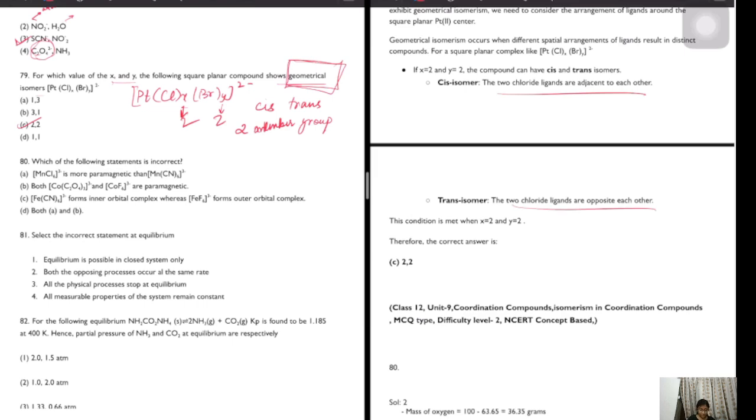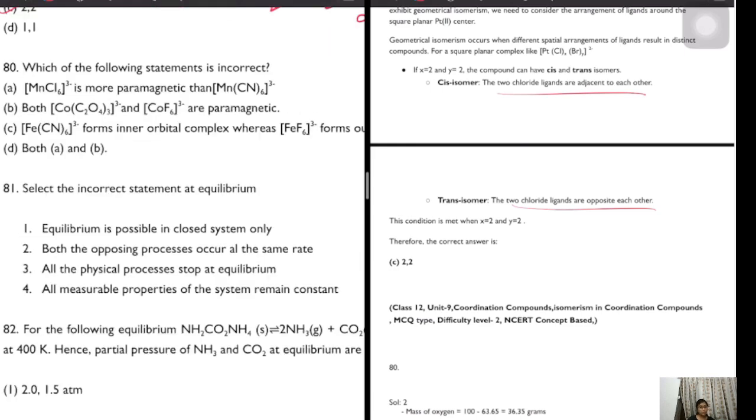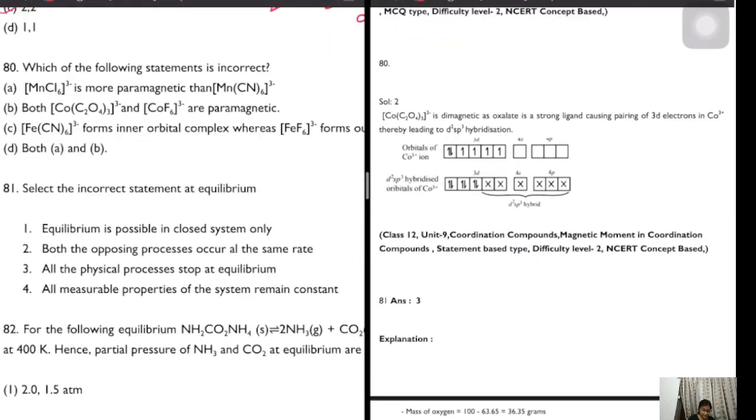Now, what is said in the next question? It is a very good question. It will test all your concepts. Which of the following statements is incorrect? I mean, MnCl6 3 negative is more paramagnetic than Mn(CN)6 3 negative. Let's see this. What is Mn plus 3? It is d4. Now, CN is a strong field ligand, and Cl is a weak field ligand.